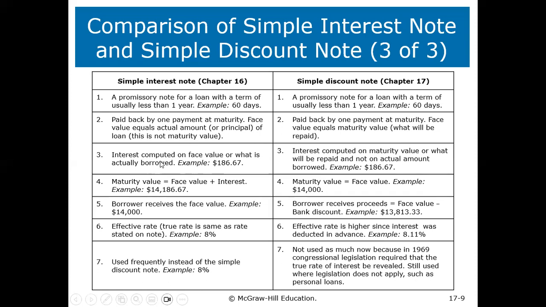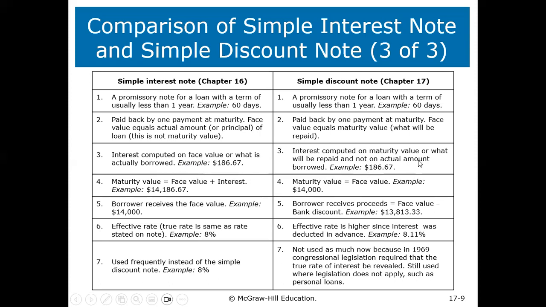Okay, number 3, interest computed on face value or what is actually borrowed. Here, what is actually borrowed is 14,000. So you compute that by using the PRT, principal times rate times time, and the answer was 14,186.67. Here, the interest is also computed on maturity value or face value, or what will be repaid, and not on the actual amount borrowed.